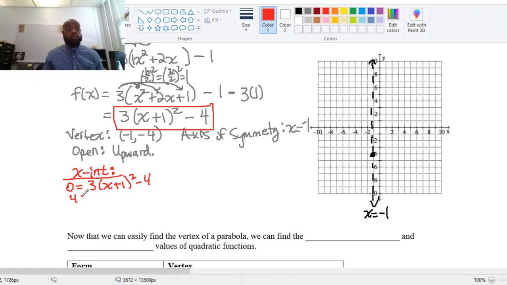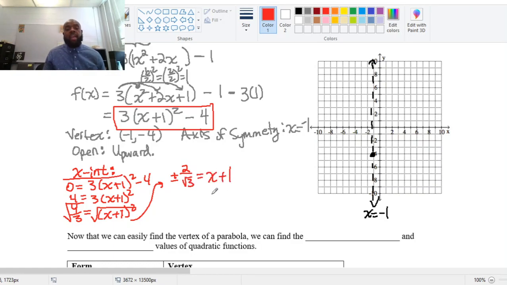That means you plug in 0 for y, your output, and solve for x. I get 4 equals 3 times x plus 1 quantity squared. So 4/3 when we divide both sides by 3. We can take the square root of both sides. When I take the square root of both sides, I have to put on a plus or minus. That's 2 over the square root of 3 equals x plus 1. And so I get x equals negative 1 plus or minus, if I multiply the numerator and the denominator by the square root of 3, 2 square root of 3 over 3.